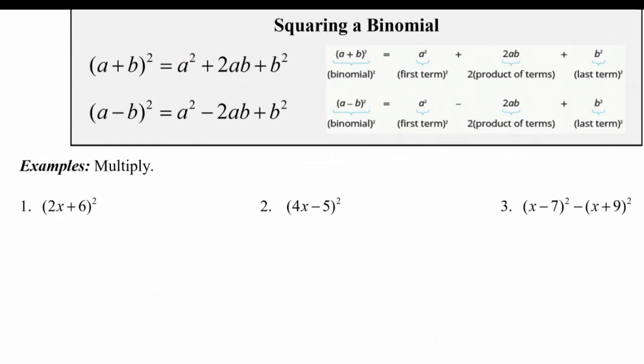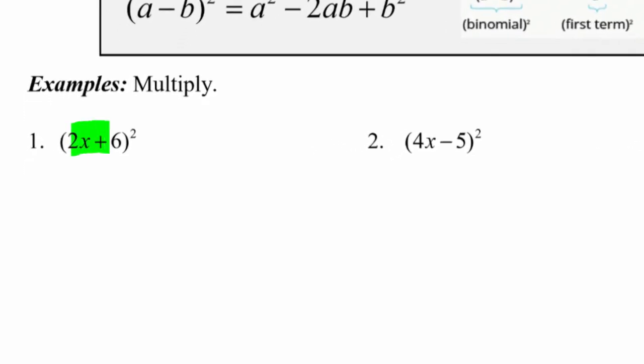Now in these next three examples, you're going to notice that we are taking a binomial and we're squaring it. Do you see that? You've got a binomial and we're squaring that. Squaring a binomial. Now, I'm going to warn you here that some students want to just square the 2x and square the 6 and call it done.